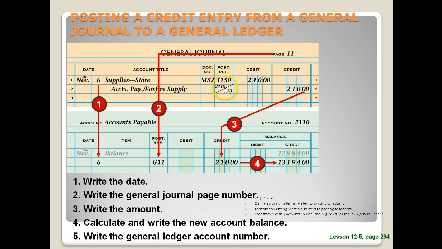Here's our account number. Now, since this is a slash, the top piece applies to accounts payable, the bottom piece is Foxfire Supply. Foxfire Supply is done, so we want to be on top for accounts payable.